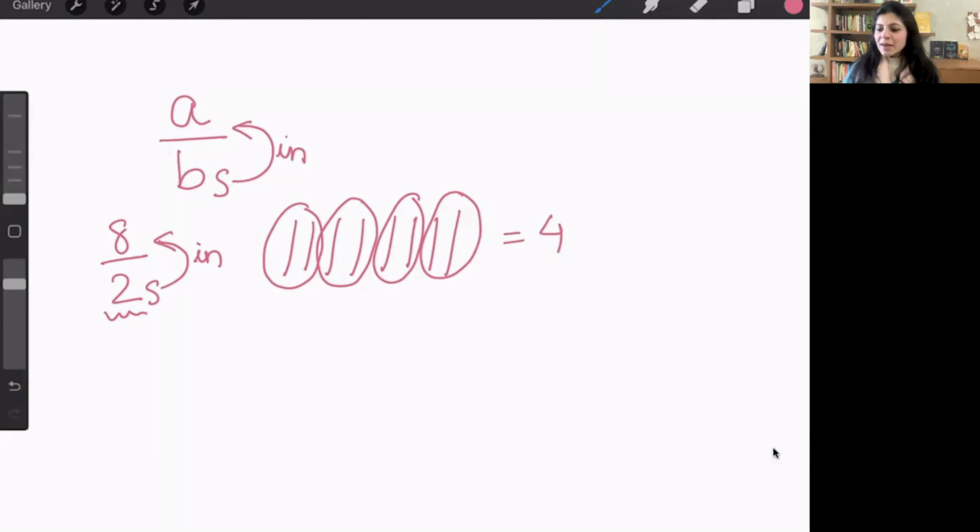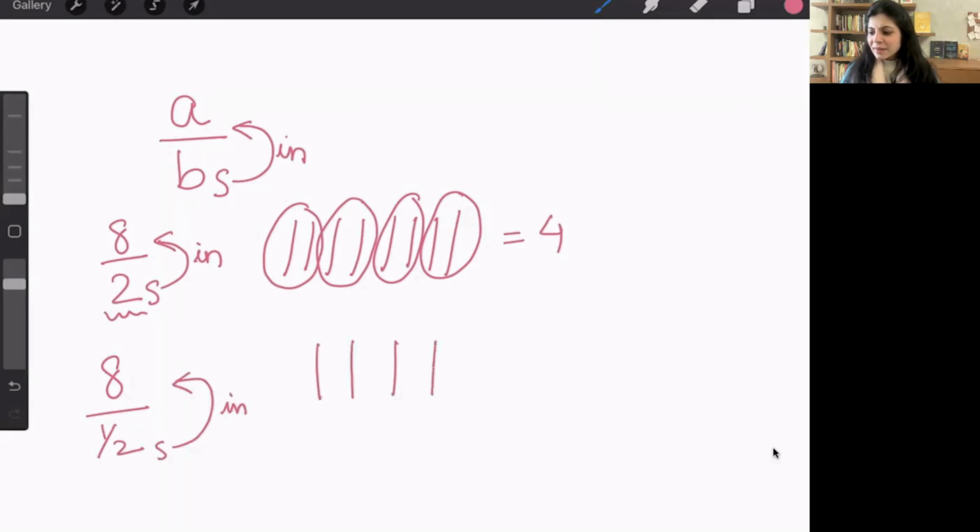Now, similarly, ask yourself, what is 8 by half? So now we have existing quantity of 8, and we need to find out how many groups can be formed, each consisting of half. So let's find that out. How many halves in 8? So if I have again 8 sticks, and I need groups of half now.